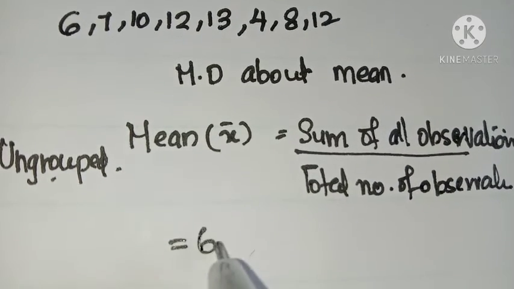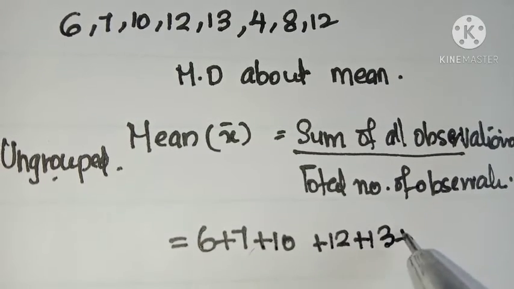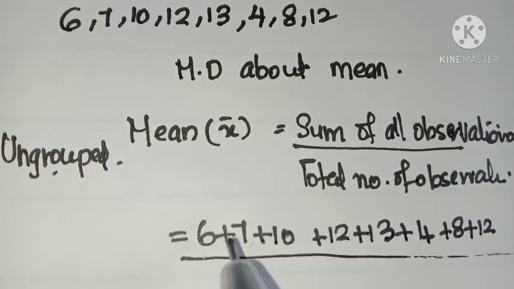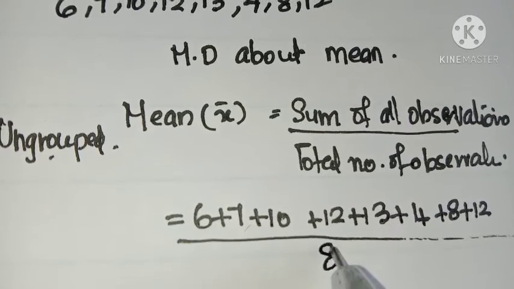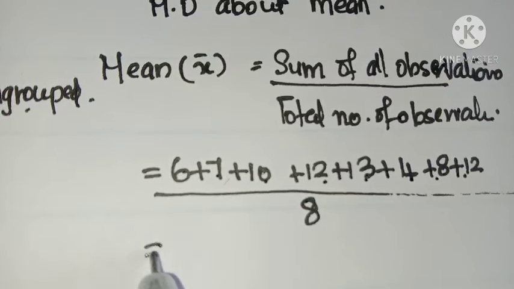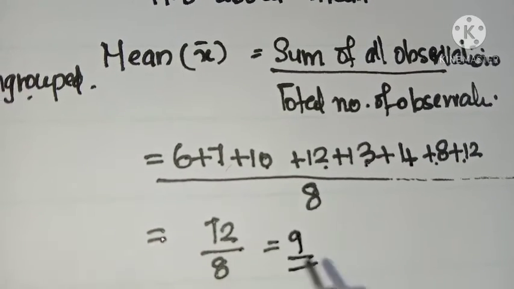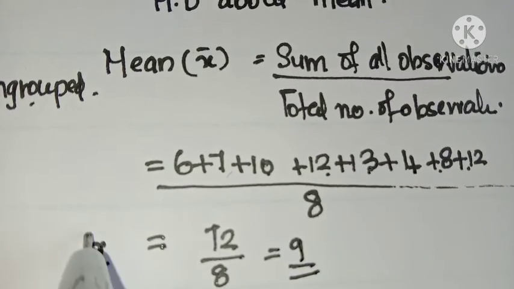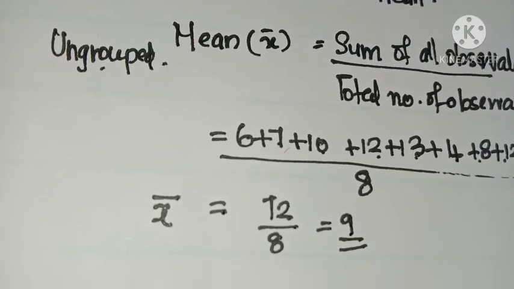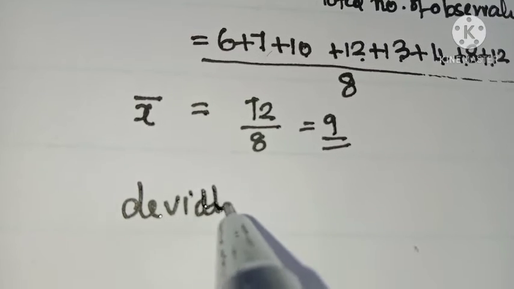So we have to add all these numbers 6, 7, 10, 12, 13, 4, 8 and 12, divided by the total number of observations, which is 8. 1, 2, 3, 4, 5, 6, 7, 8. So the sum equals 72. So 72 by 8 is equal to 9. So mean x bar equals 9. Next step is to find the deviations, D.